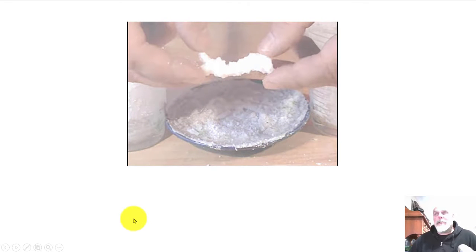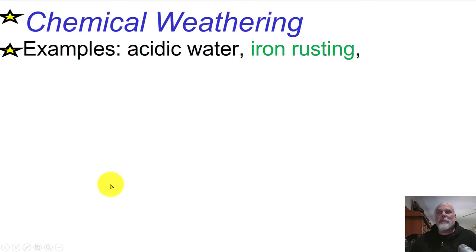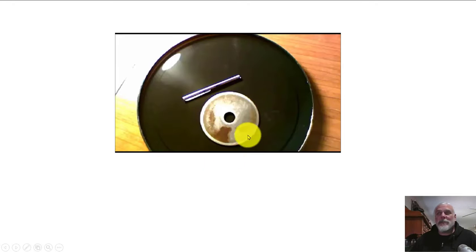That was really cool. You saw how these salt crystals can form out of solution, and that is a similar process to how these rock formations are formed. Another example of chemical weathering would be iron rusting. Here's a clip showing iron rusting. So you have a piece of iron here, and this is in a solution.